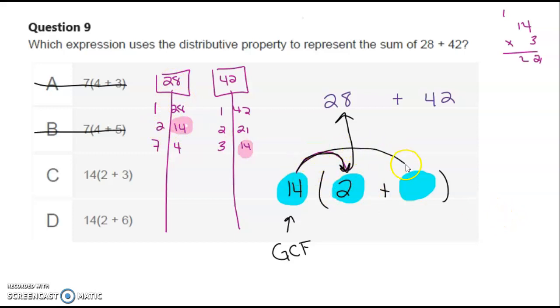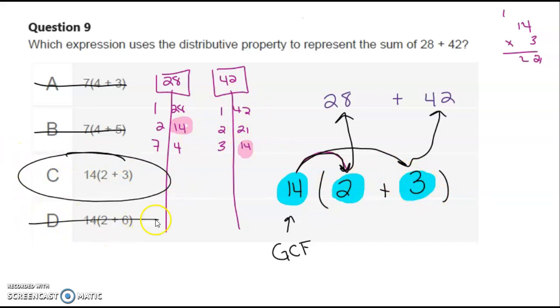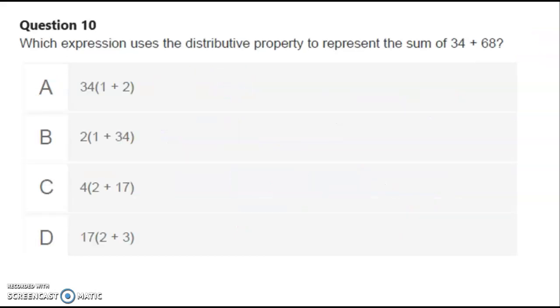Now we have to figure out 14 times what would give me 42. And again, we've already done the work. 14 times 3 is what's going to give me that. So we undid it with the distributive property. So if you were to add these two numbers together, or if you were to multiply 14 times 2 plus 14 times 3, you would get the exact same answer. All right, let's check my time.